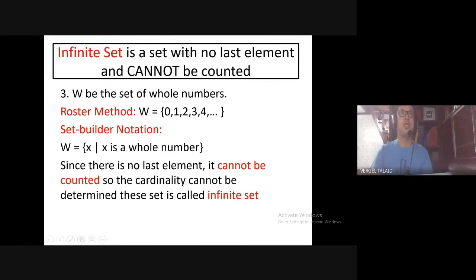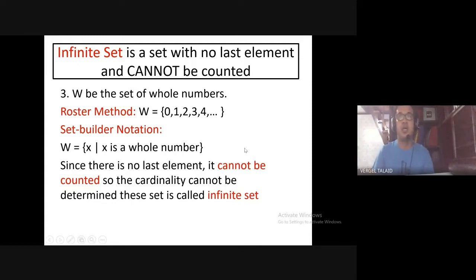Next, infinite set. Infinite is a set with no last element and cannot be counted. So, for example, W be a set of whole numbers. So, we talk about whole numbers from 0, take note, from 0, 1, 2, 3, 4, and so on and so forth. So, the presence of the ellipsis here, these dots, meaning there is no last element. What is the last element? No, there's none. So meaning it cannot be counted because there is no last element. So that is an example of infinite set.